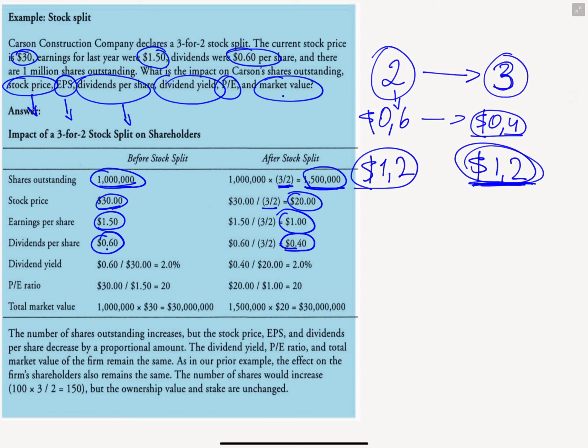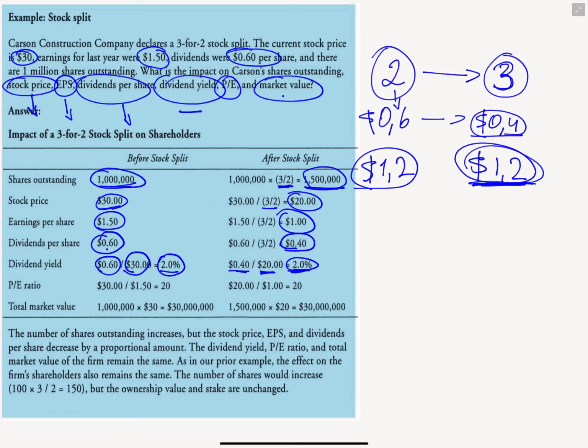Dividend yield: if you buy the share and receive a dividend, your percentage earning from the dividend relative to the current price will be 2%. The 2% should be maintained. Your dividend per share will change, your price will change, but the dividend yield stays the same.